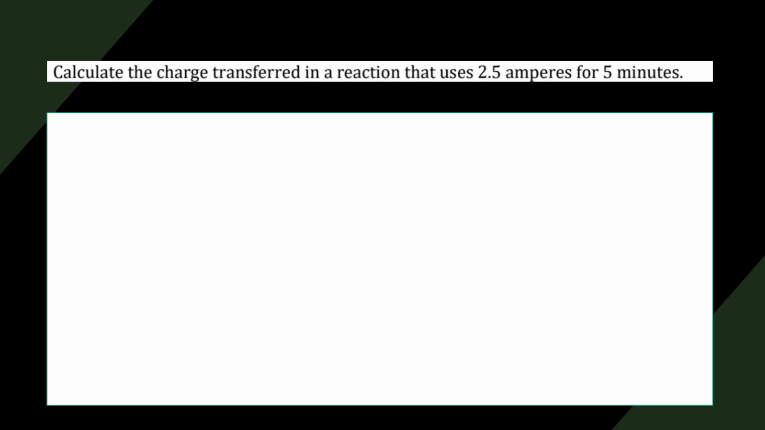Calculate the charge transferred in a reaction that uses 2.5 amperes for 5 minutes. So let's see. We know that current is charge over time, but we want to figure out the charge. So it's going to be current times time equals Q, charge. So it's amperes times seconds, because remember that your current is coulombs per second.